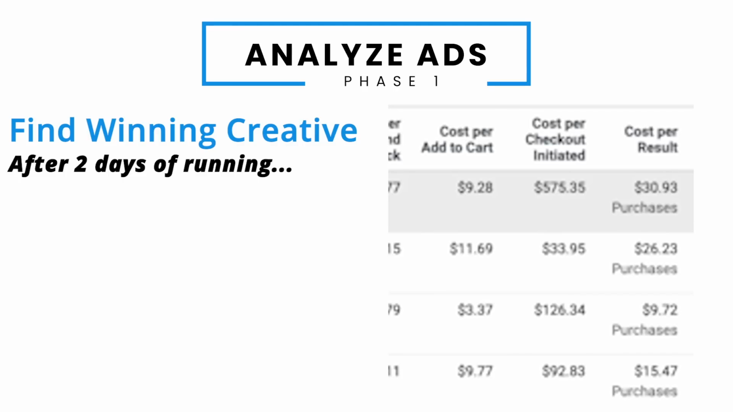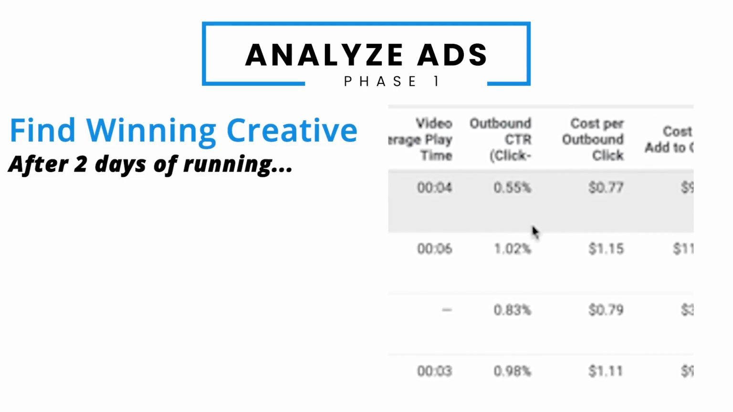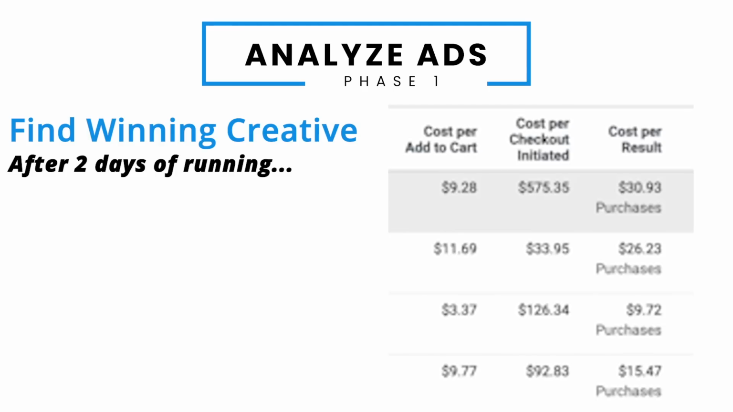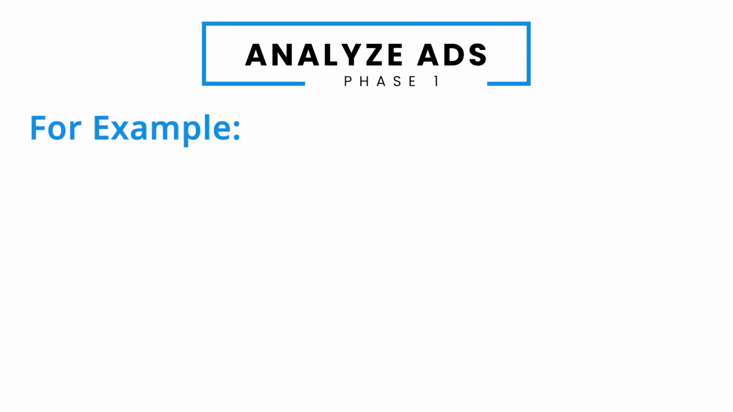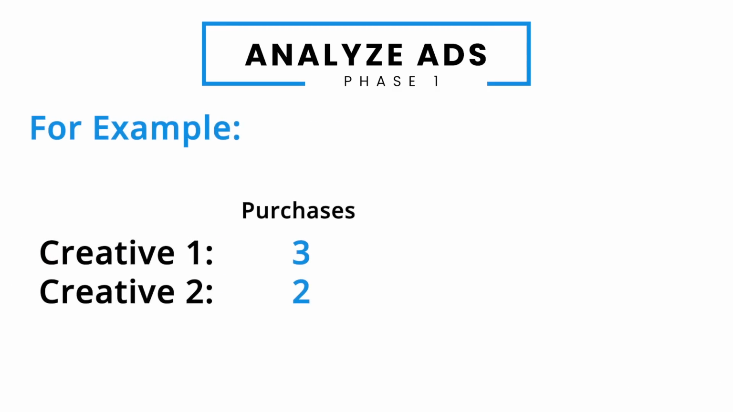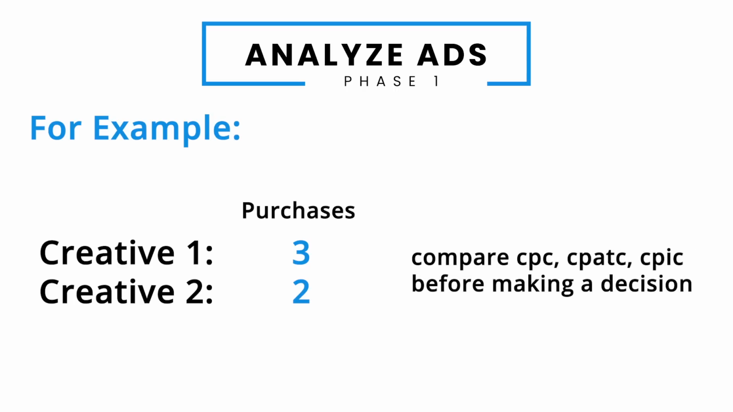To start, compare the second section of the columns from CPM to cost per result, and compare the metrics for your creatives. What you're looking for here are consistencies in these metrics that tell you that any results you have are reliable and not due to luck. For example, if you have 3 purchases on Creative 1, but only 2 purchases on Creative 2, this doesn't necessarily mean that Creative 1 is better than Creative 2. In scenarios like this, you want to look at the cost per metrics further up the funnel to see if the results are due to luck or due to a winning creative. So compare the cost per click, cost per add to cart, and cost per initiate checkout before making a decision on which creative is better.